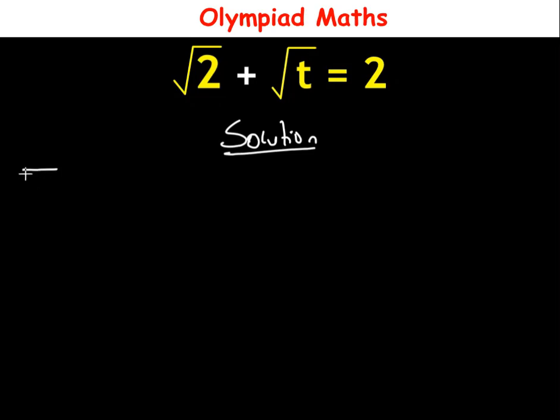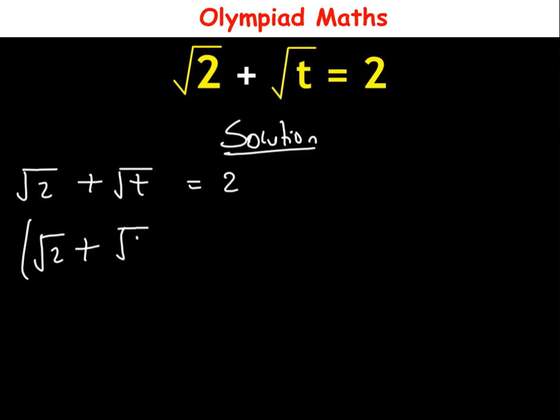So we have root 2 plus root t is equal to 2. The first thing we're going to do, since we have a square root right here, is square both sides of the equation. And this will become, in brackets, root 2 plus root t all squared is equal to 2 squared.